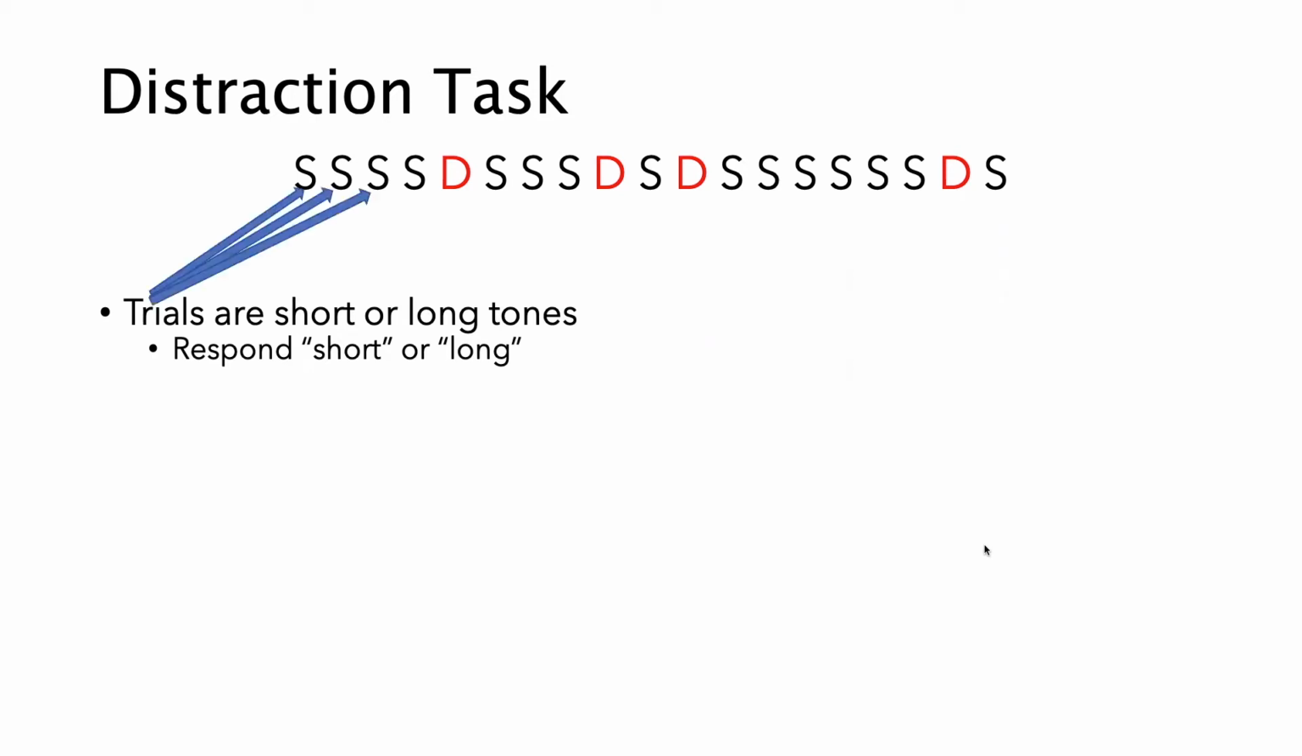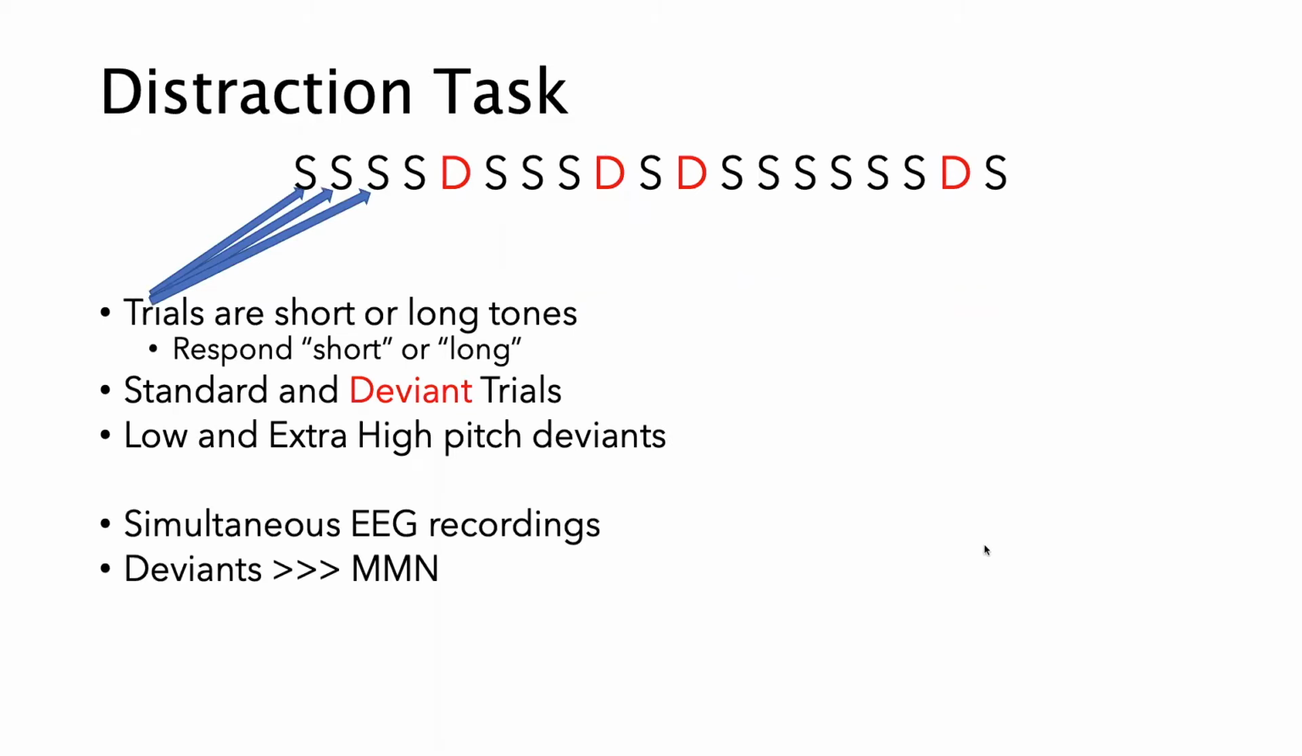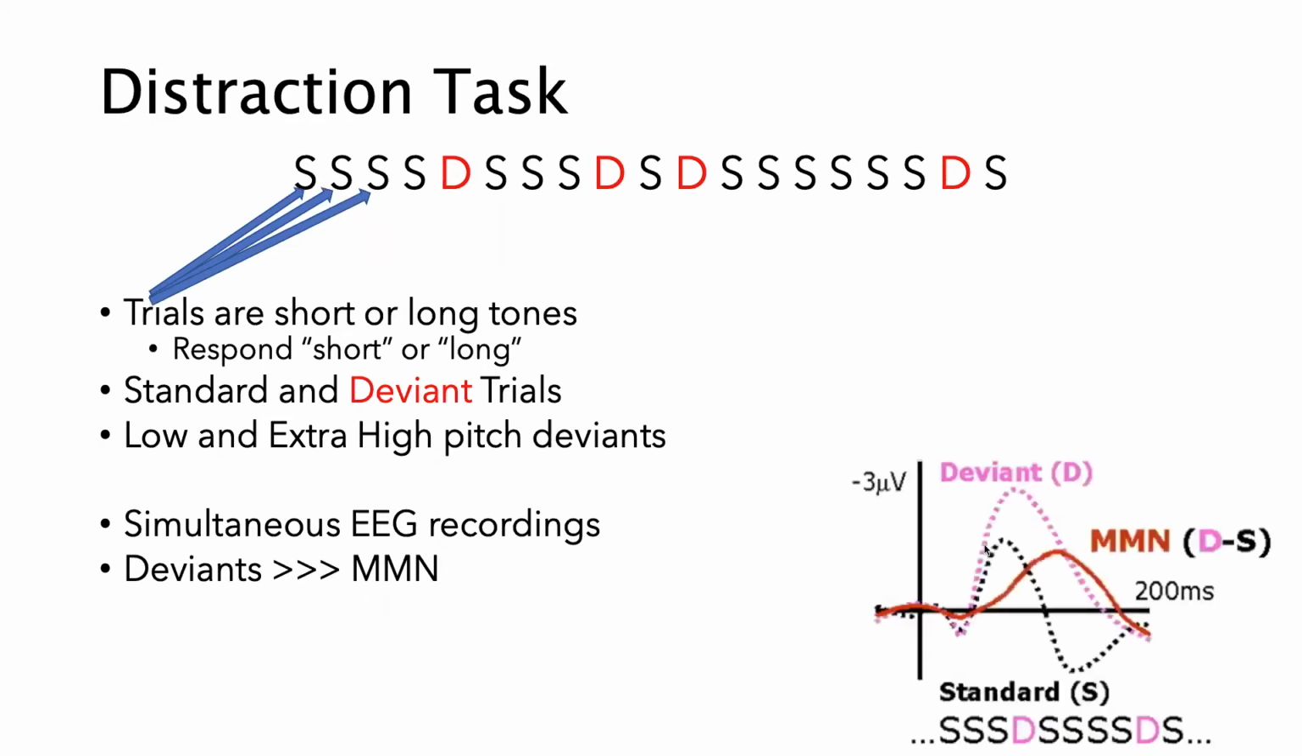In the sequence of tones, there are standard pitch tones, which are common, and deviant tones, which are less common, and can either be low frequency tones or extra high frequency tones. These deviant tones produce a unique EEG mismatch compared to the standard tones.